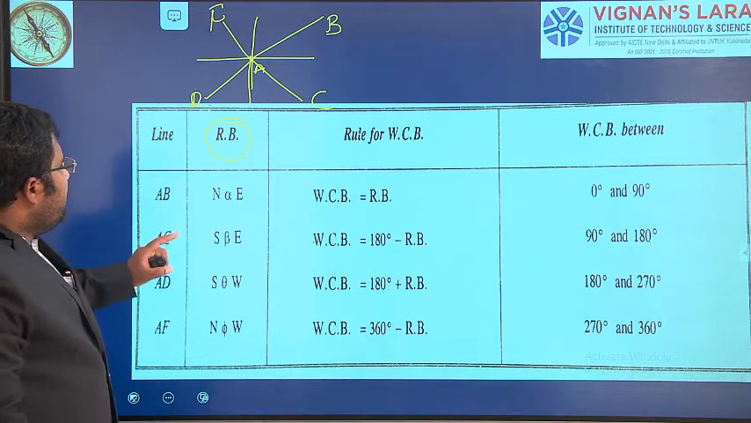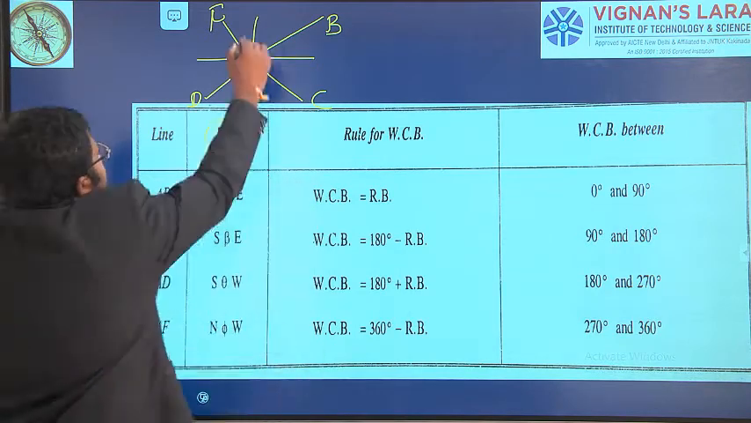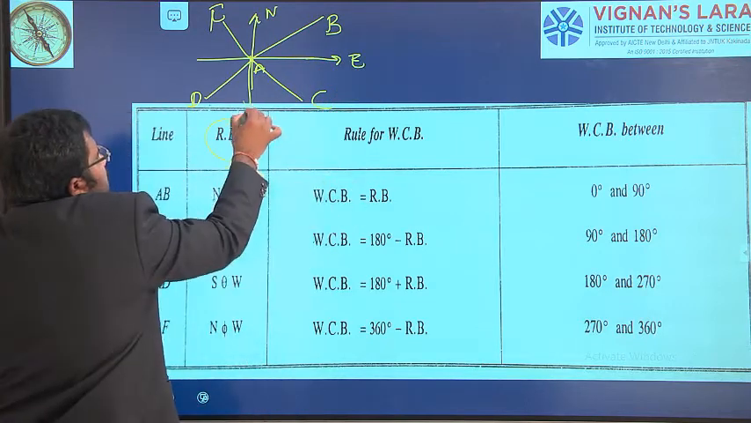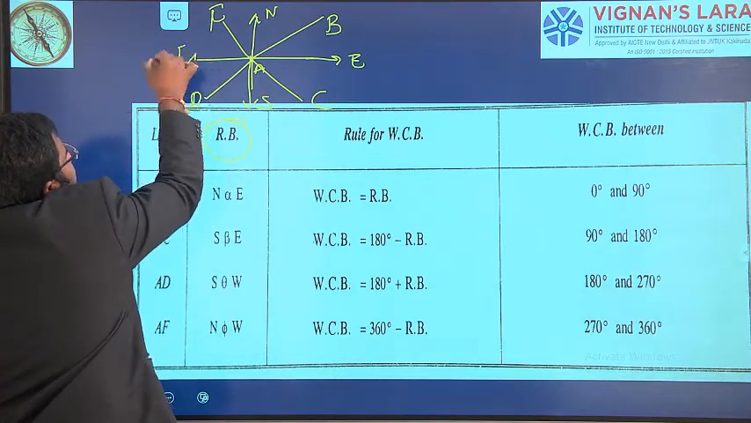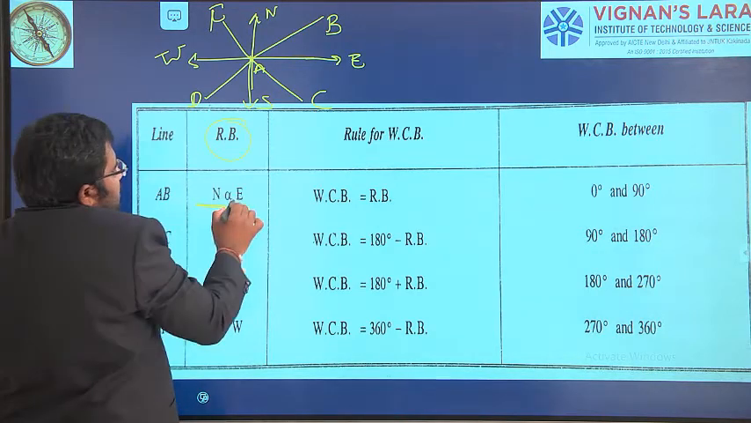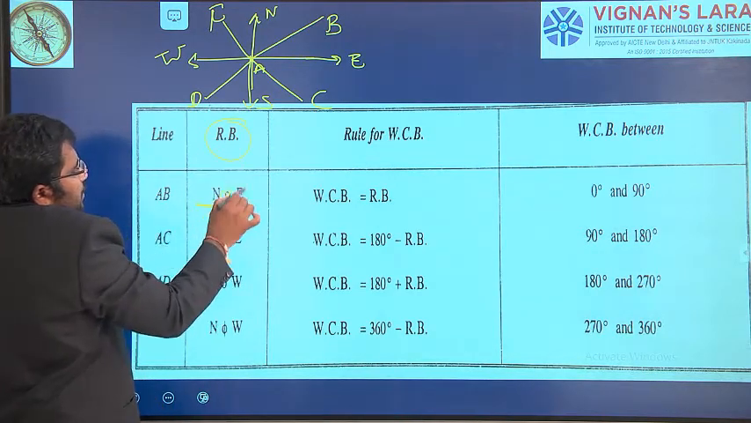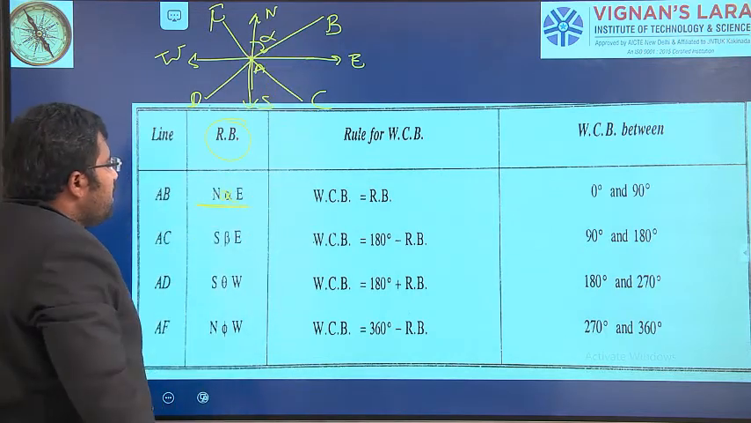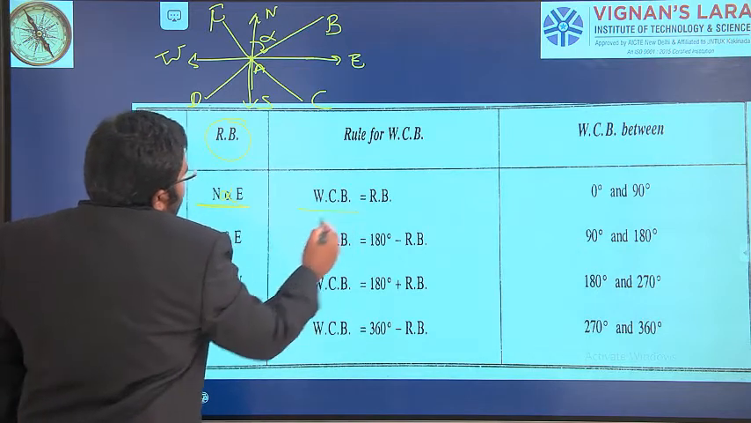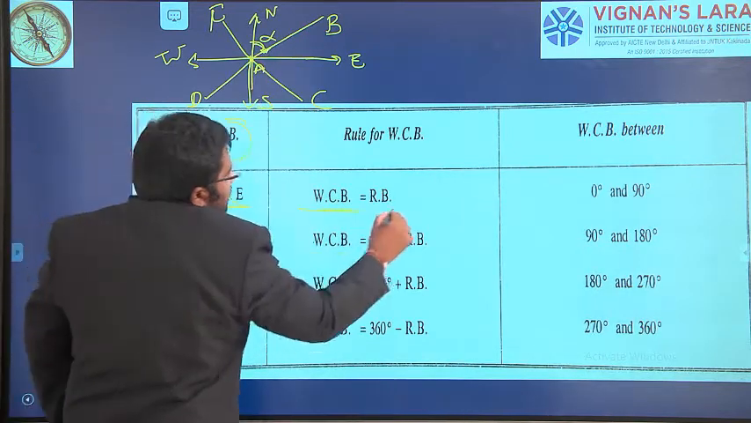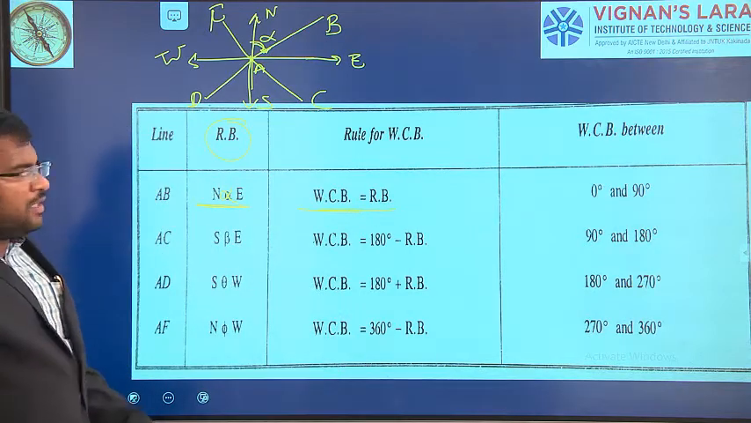The first thing, line AB, is in the northeast. This is north, this is towards east, this is south, this is west. The first one is given as northeast. In the reduced bearing system for northeast, we have alpha. This is alpha. Now the whole circle bearing for this first quadrant, whatever angle you took, that is the answer.